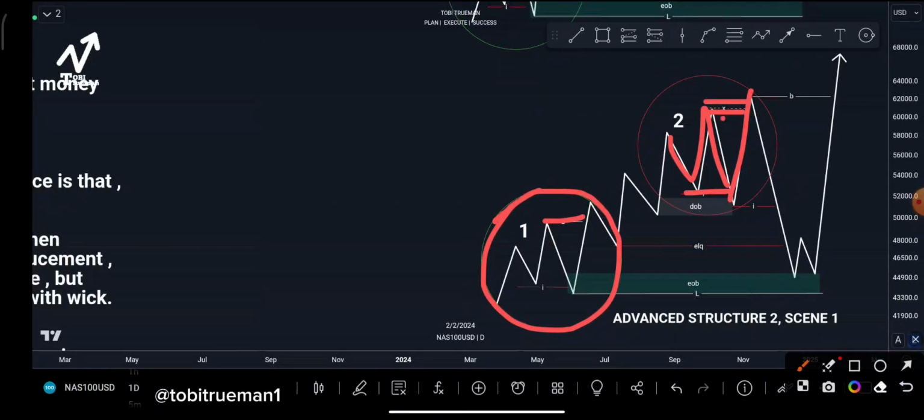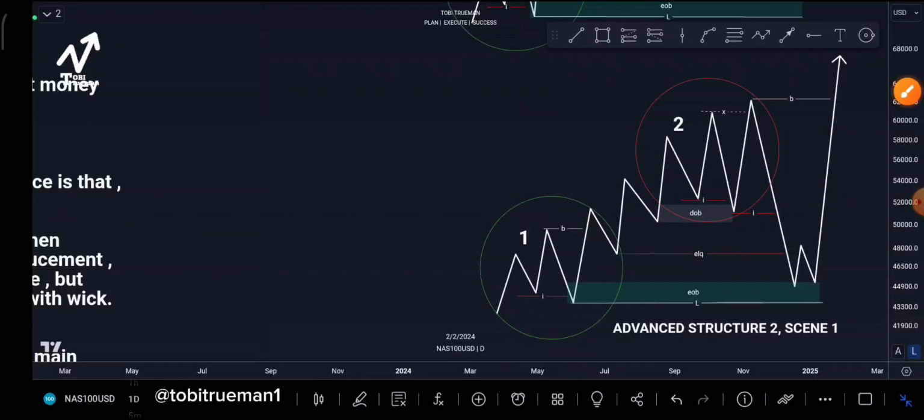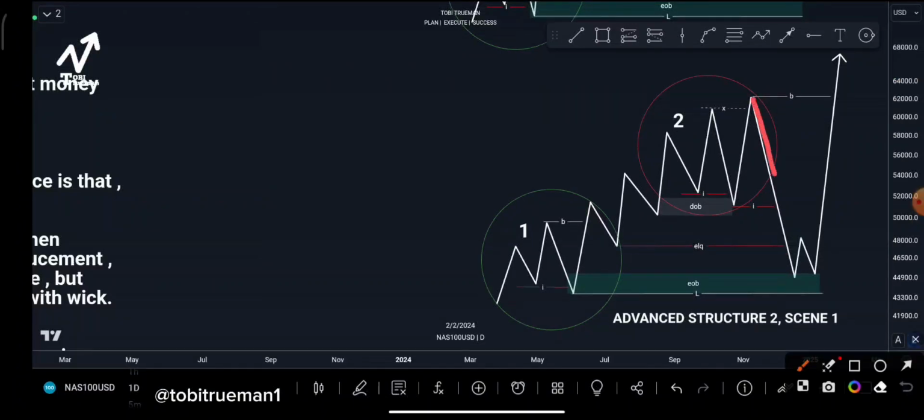Price just wicked it, and then price is making downward movement. There are a lot of people who will say this is inducement. Yes, of course, this is inducement. This point will now be considered as our engineered liquidity.